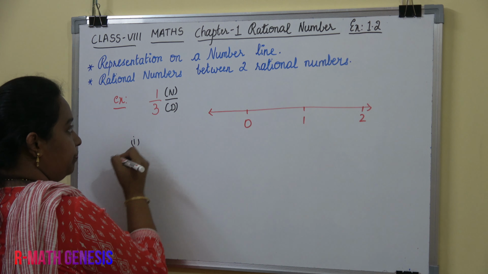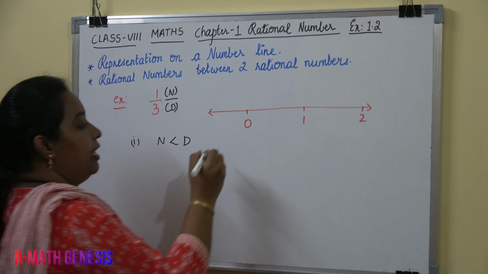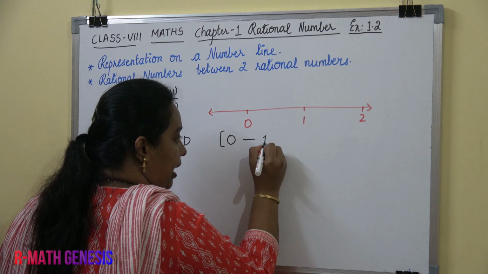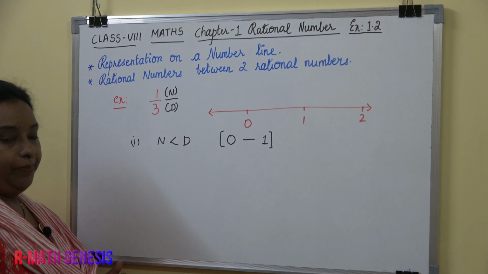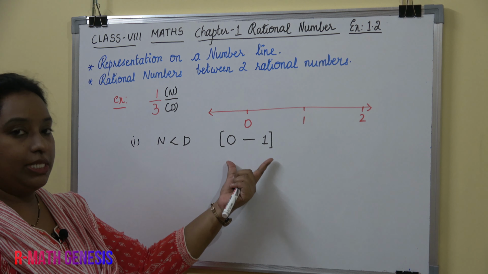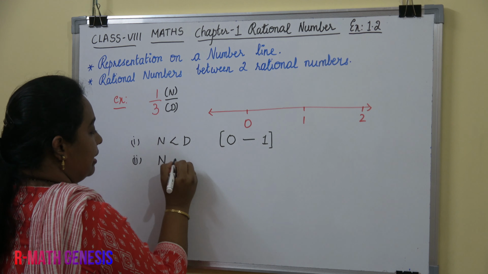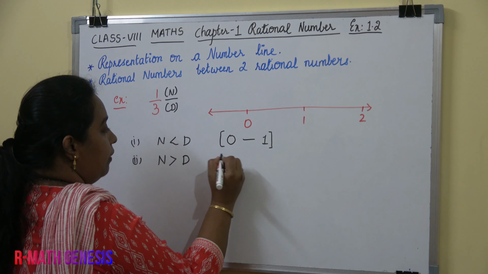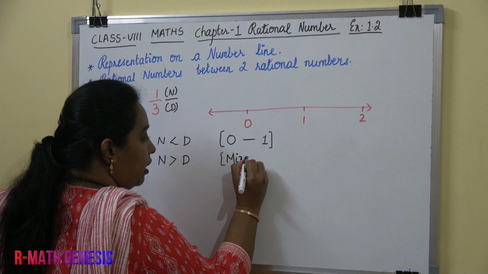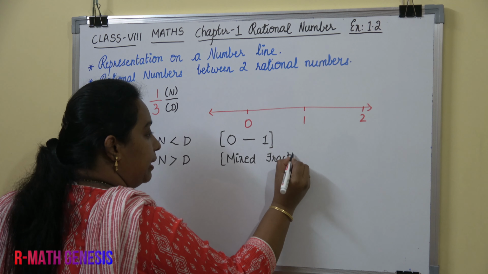What is the first condition? If the numerator is less than the denominator, then that rational number will lie between 0 and 1. If the numerator is less than the denominator, that rational number lies between 0 and 1. Second one, if the numerator is greater than the denominator, we have to convert the rational number into a mixed fraction and represent it on a number line.